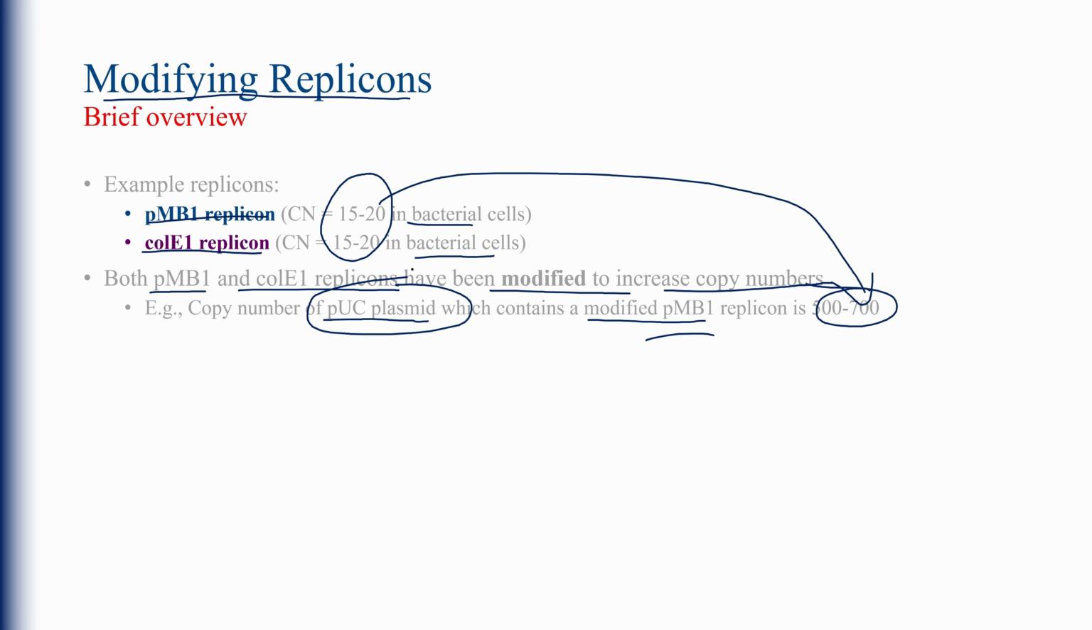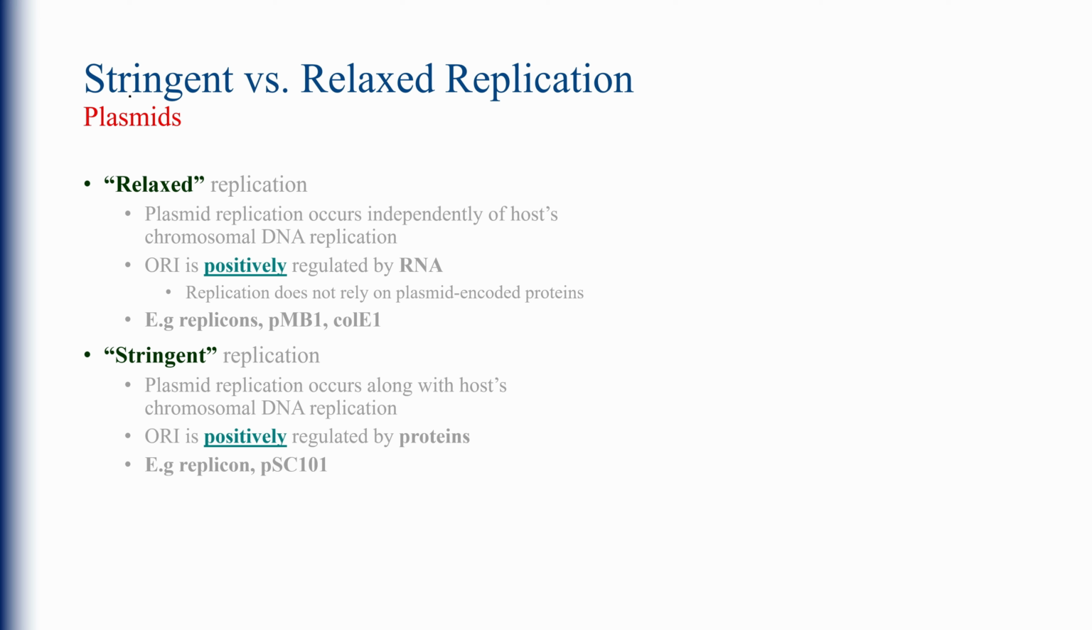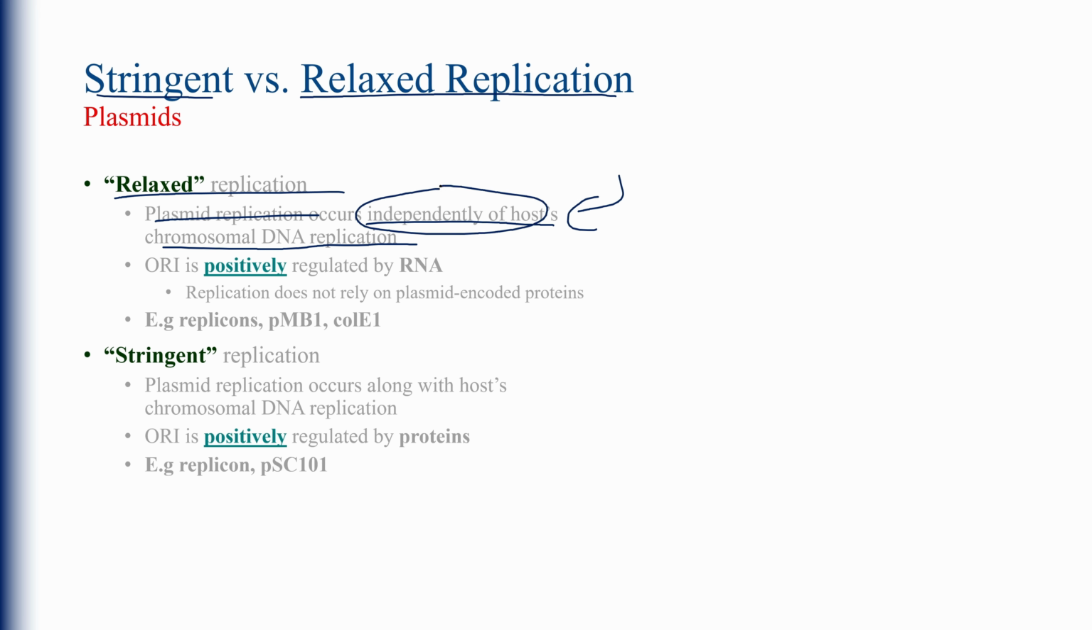Importantly, you should recognize the difference between stringent and relaxed replication. When we talk about relaxed replication, we're referring to plasmid replication that occurs independently of the host chromosomal DNA replication. In other words, we're talking about temporal independence. That is, the plasmids will replicate at a time that is not necessarily the same time at which the chromosomal DNA replication of the host will happen. Relaxed replication happens when the origin of replication is positively regulated by an RNA molecule.